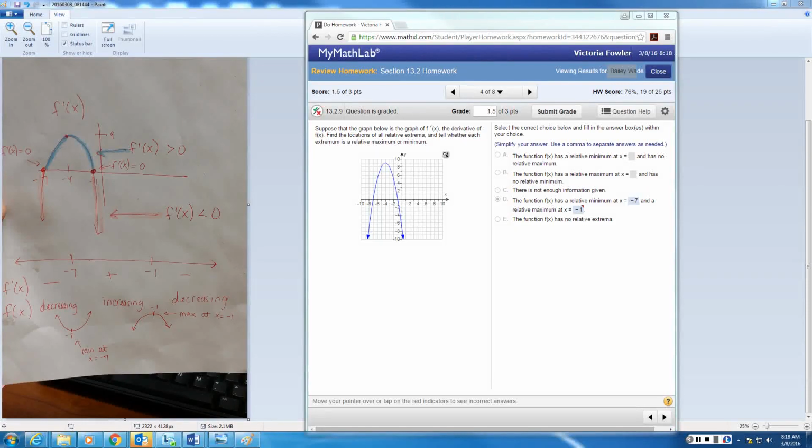Let's take a look at this example. It's problem number 4, I think, from your homework, and it corresponds to the textbook exercise number 9 out of section 13.2. Okay, the biggest thing to notice is that it's giving you the graph of the derivative. So this, what appears to be like a quadratic, is actually the graph of the derivative and not the function. So that's typically where the mistakes are made.